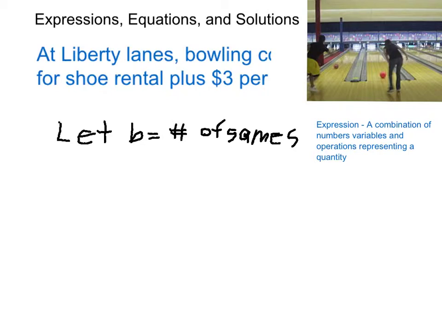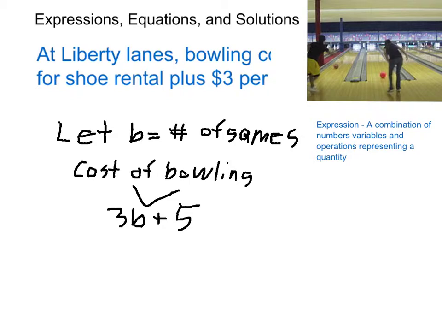So addition, subtraction, multiplication, and division, that's going to represent some quantity, in this case, the cost of bowling for somebody who bowled B games. So we see that the bowling is $3 per game, and then there's a one-time fee of $5 just to rent the shoes. So the expression for the cost of bowling is going to be 3 times B plus 5. Note that this does not have an equal sign. This is going to be true in general of an expression. An expression has no equal sign.